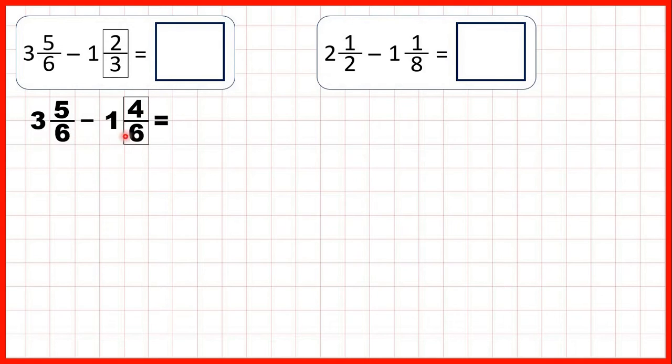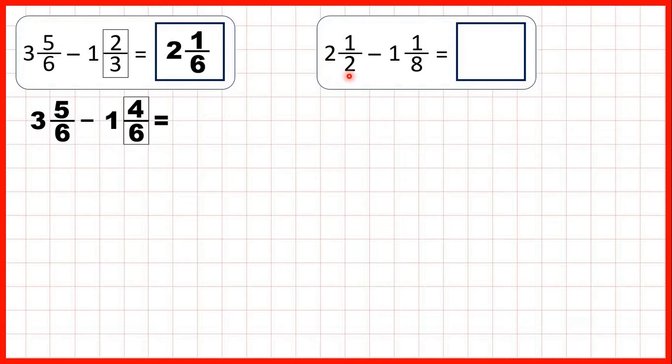Now that we have our common denominator, we see if we can subtract the fraction. So we have 5/6 minus 4/6. That gives us 1/6 in our answer. And then we look at our whole numbers. We have 3 minus 1, which is 2, so our answer is 2 and 1/6.